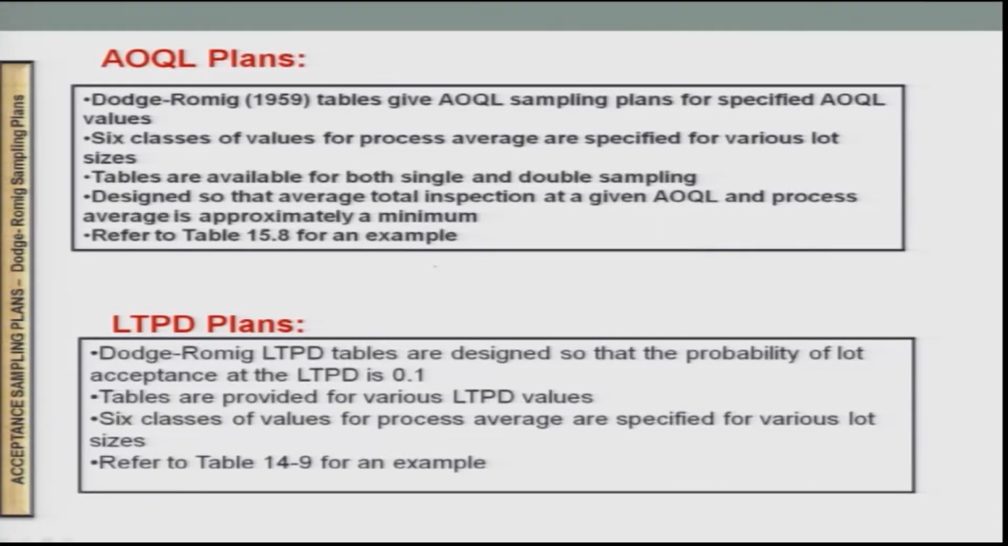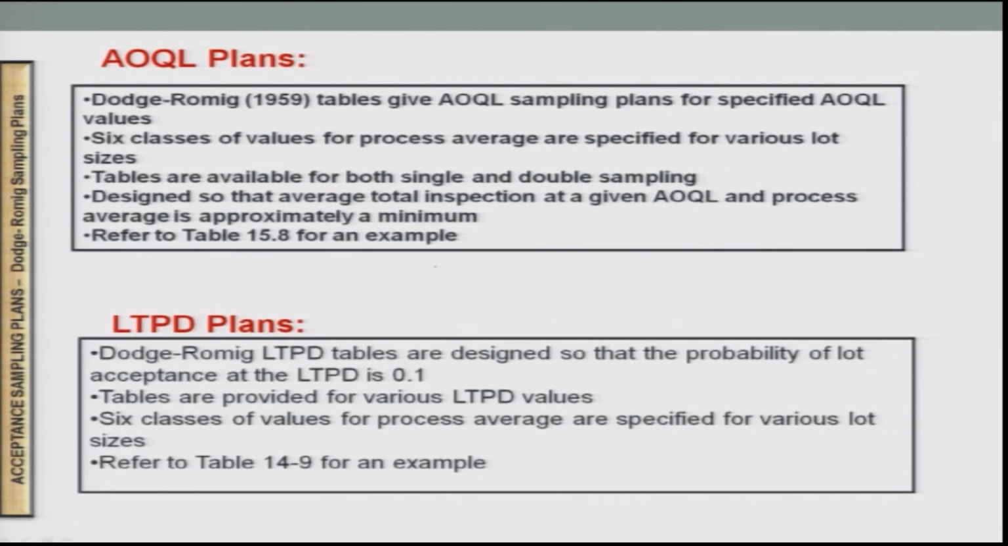AQL plans, if you summarize the bullet points, would be: Dodge-Romig gave in 1959 the AOQL sampling plans for specified AOQL values. 6 classes of values for process averages are specified for various lot sizes. Tables are available for both single and double sampling, designed so that average total inspection at a given AOQL and process average is approximately minimum.